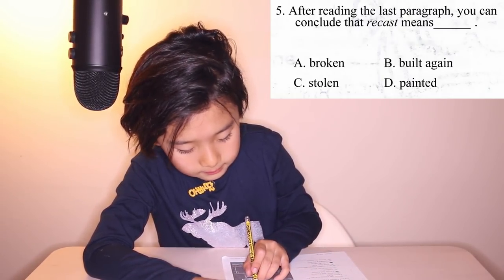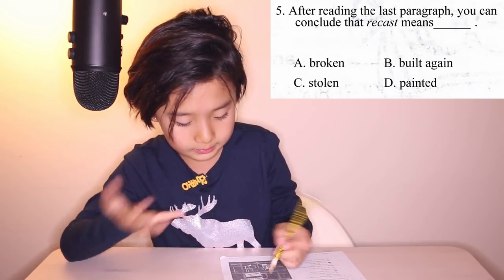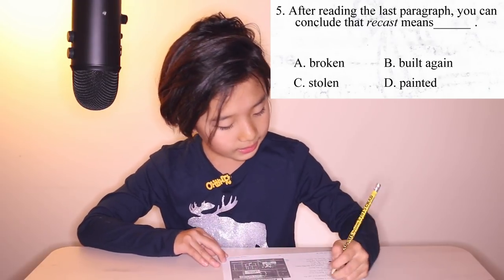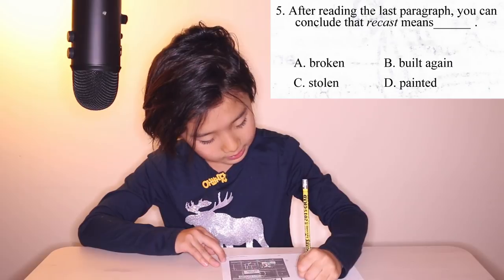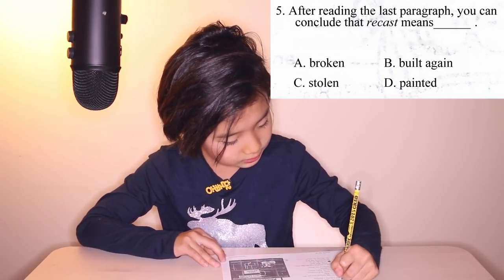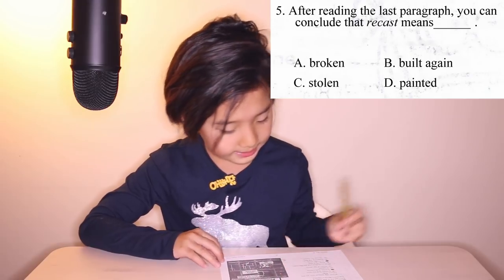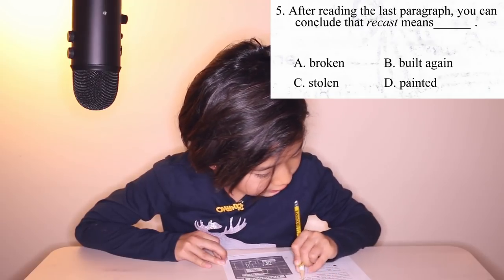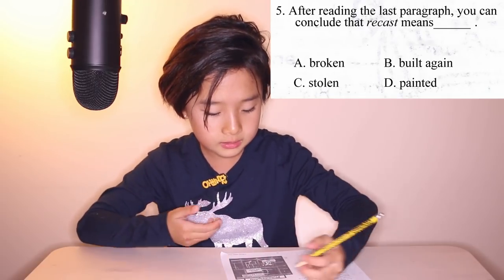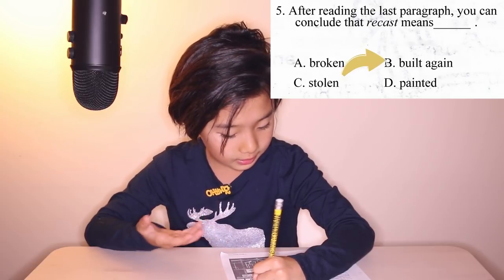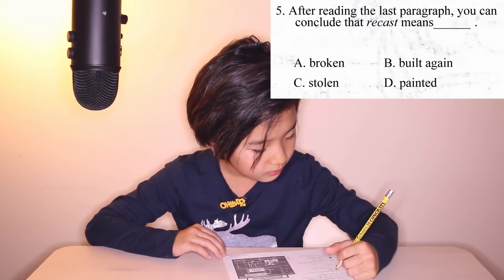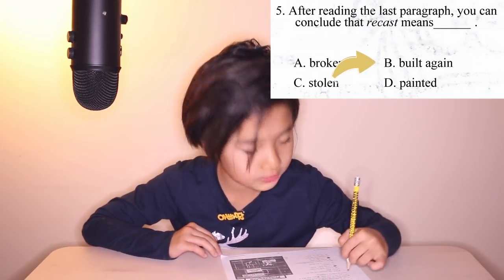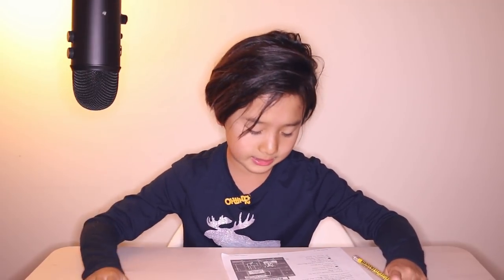Okay, five. After reading the last paragraph, you can conclude that recast means blank. Recast is right over here. It was recast twice during its early years. And as you see, recast like this. It was fixed twice during its early years. That makes the most sense. Built again. It was built again. It was built twice during its early years. I think that makes the most sense.